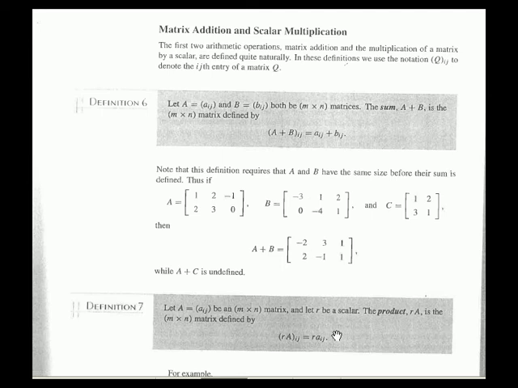Scalar multiplication: you multiply a matrix by a scalar. You just multiply each component by the scalar, so that's pretty obvious too. Matrix multiplication is a little different. You don't just multiply the components, but we'll talk about that in a minute.